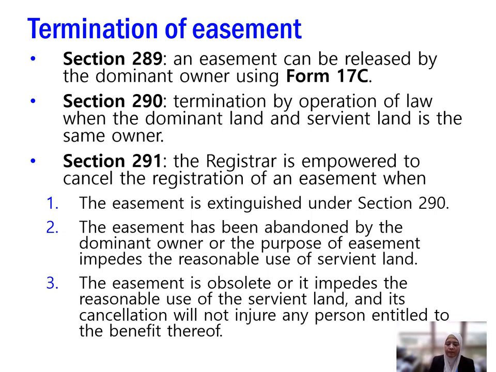Or for instance, the easement is obsolete, meaning you enter into an easement. The dominant land enters into an easement with the servient land to use the servient land. For instance, because he is second layer, landlocked, he needs the right of way to go to the public road in front, which fronts the servient land. But now there is another road being built by the government that passes along his rear boundary. So he no longer needs to use the servient land to gain access to the front road. So now the use is obsolete because his land at the back has a road built by the government. So the registrar may cancel the registration of the easement. Okay, cancellation. Now, this one just now impedes reasonable use.